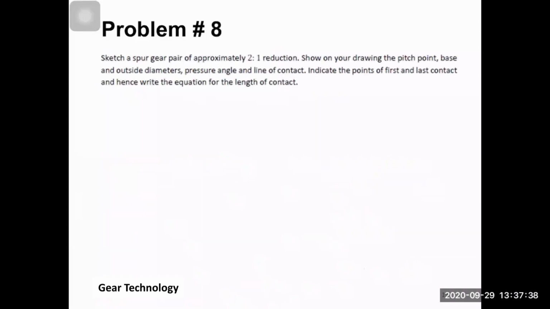So the next is problem number 8. Again, similar to the previous one, this is a bit easier. It says sketch a spur gear pair of approximately 2:1 reduction. So show on your drawing the pitch point, the base circle, the outside diameter, the pressure angle, and the line of action. So go back to what you have seen so far, and then try to sketch this pair of gears, and then indicate also the points of first and last contact, and just write down the equation of the length of contact, LAB.